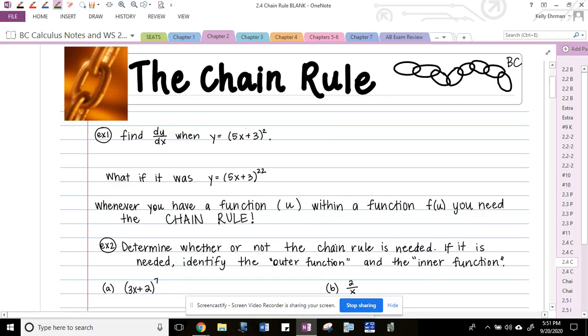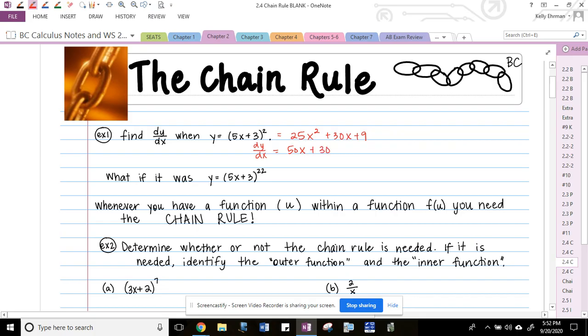So the first example, with what we know, find the derivative of y with respect to x if y is the quantity 5x plus 3 squared. So to do this, using the rules that I know, I would go ahead and square out this function to begin with before I find the derivative. So 25x squared, this is going to be plus 30x plus 9. And then dy/dx would be 50x plus 30.